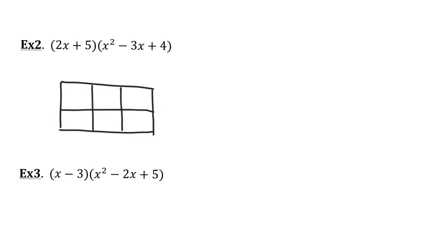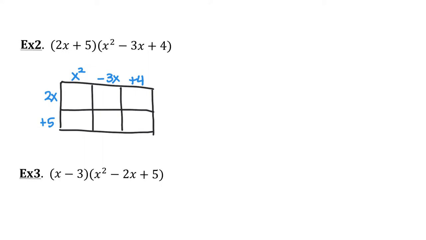Okay. Since the 2x plus 5 has 2 terms, I'm going to go ahead and line it up here. If I had oriented my box differently, I might have done it along the top. And I'm multiplying by x squared minus 3x plus 4, so I'm going to line that up on the side that has space for 3 terms.